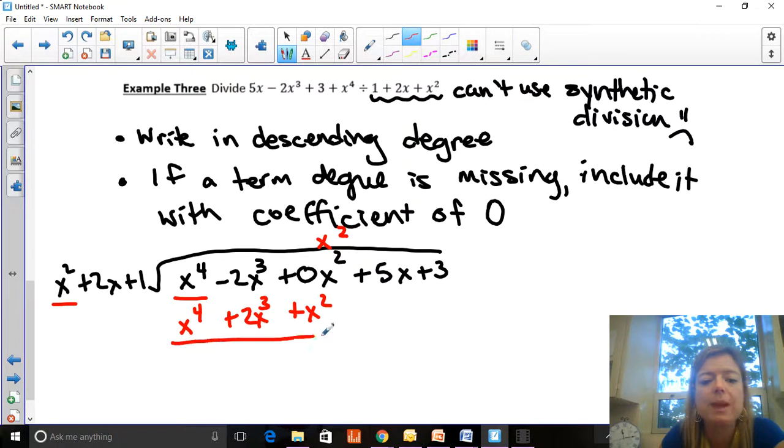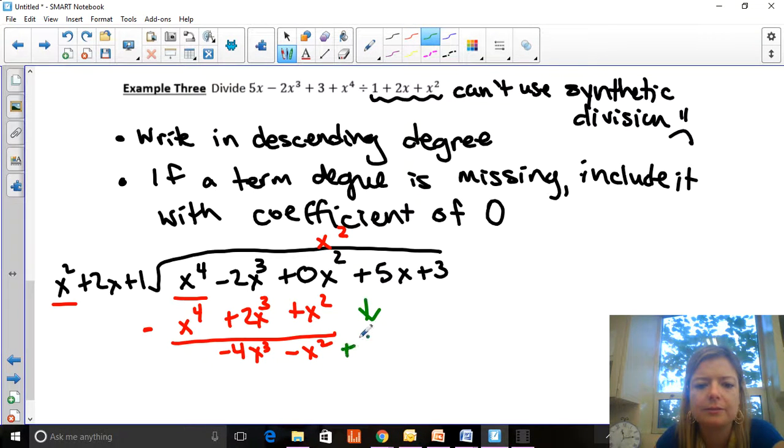So now remember, this is back to polynomial division, so we're subtracting. So this minus this is 0. Careful here. Minus 2x cubed minus 2x cubed is negative 4x cubed. Those don't cancel each other out. That's confusing. So the 0x squared minus x squared is minus x squared. And then we're going to bring down the plus 5x.